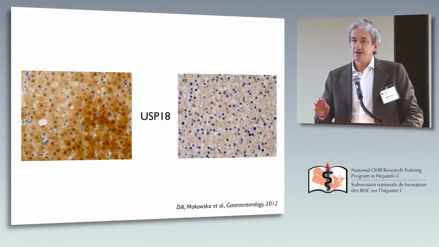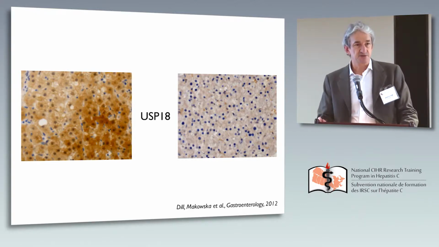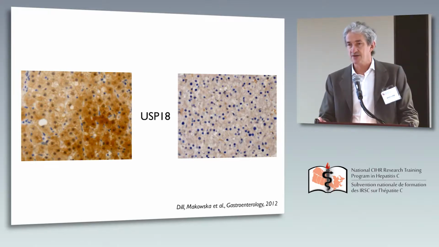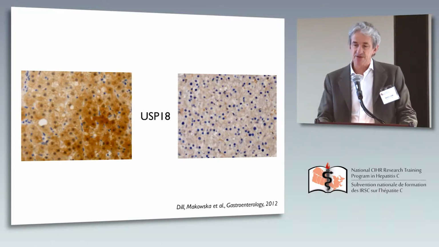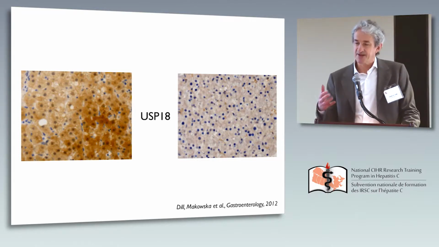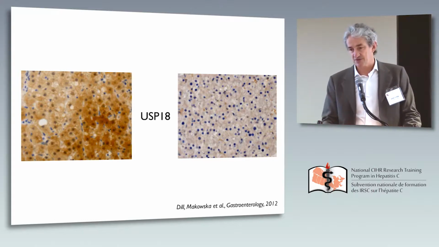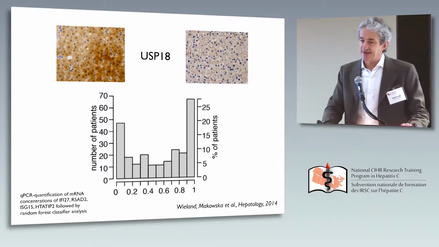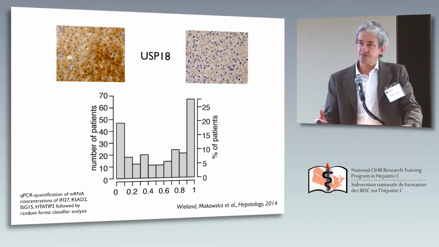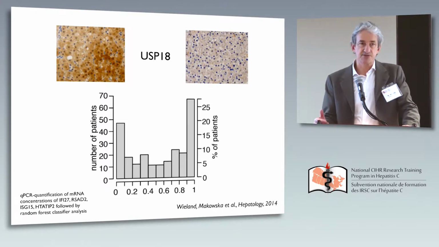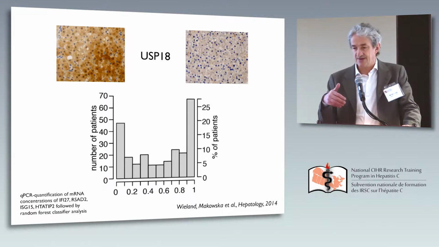So if you do a liver biopsy in patients with chronic hepatitis C, and you stain this biopsy for interferon-stimulated genes, and this is an example of such a gene, USP18, you can find these two extreme situations. On the left side, you have a very strong expression of this protein in basically 100% of the liver cells, and on the right side, you don't detect the protein at all. And this expression of interferon-stimulated genes is not normally distributed in a population of patients. So the maximum is not at the medium, but it's a U-shaped distribution.